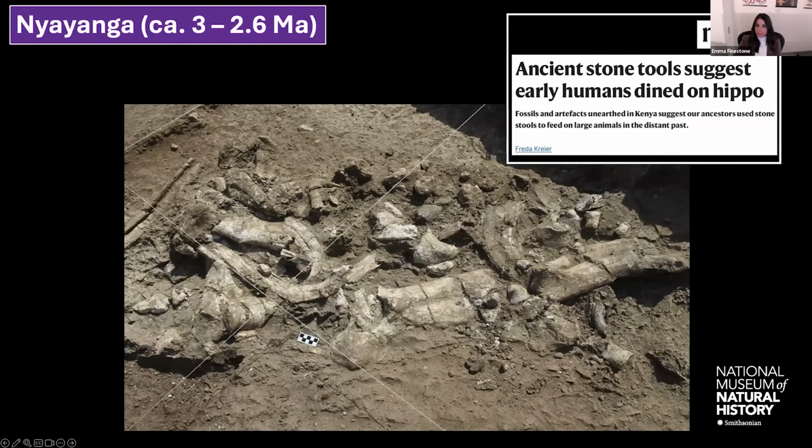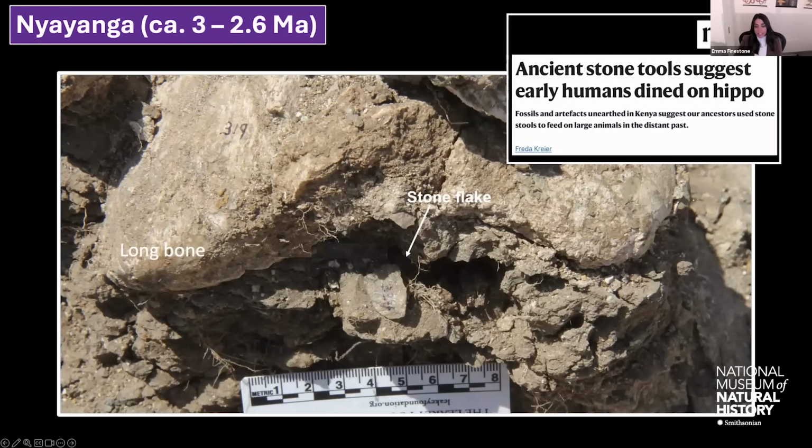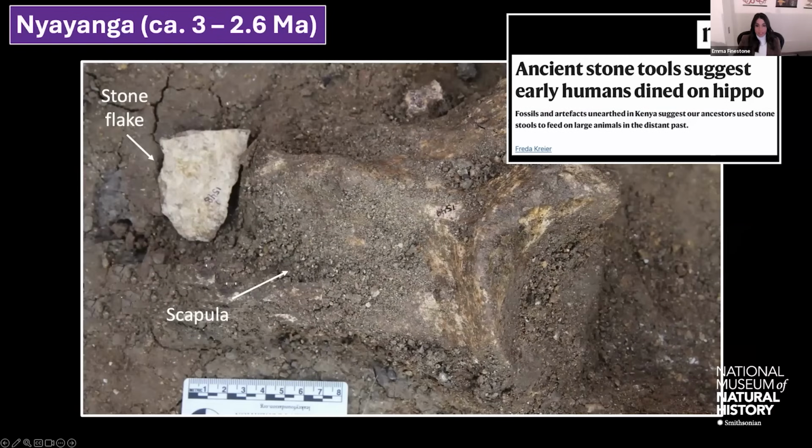And this is excavation 3, and I'm going to show a few more photos of the associated stone tools with the hippo bone. This is a pounding tool nearby a hippo foot. This is part of that scatter that I showed on the previous slide. Here we have a hippo long bone with a stone flake underlying it. This is a hippo scapula, which is a shoulder bone, with a stone flake right up against the hippo. They're literally touching each other. So the stone tools are right up against the hippo fossils.